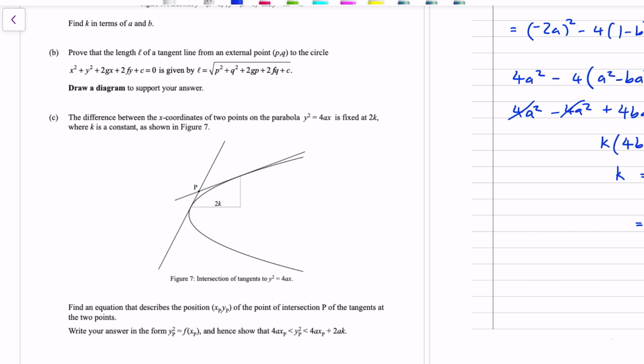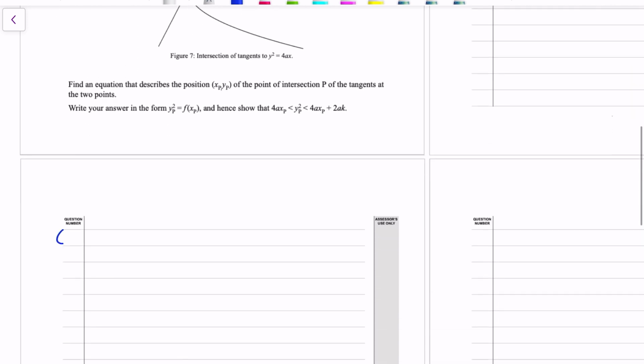That looks really messy, but the 2g and the 2f help us algebraically because we can complete the square nicer. So we need to first think about what that circle would look like, and then an external point PQ, the point that's off the circle. We need to find the distance between that point and the circle. Okay, so draw a diagram to support your answer. We'll start with a diagram.